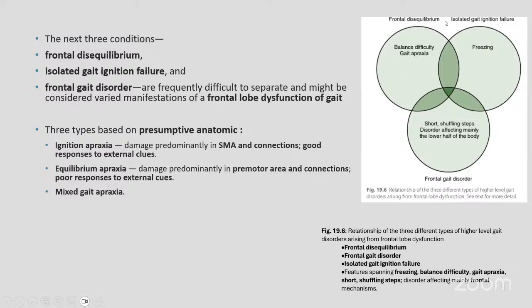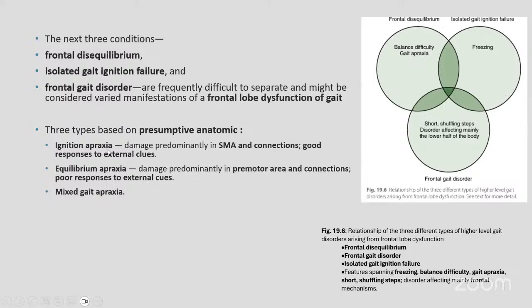So, in higher level gait disorder, the next three conditions described are frontal disequilibrium, isolated gait ignition failure, and frontal gait disorder. In frontal disequilibrium, balance difficulty, and I'll discuss them later. And these three, presumptively anatomically, are also named as other conditions called ignition apraxia, equilibrium apraxia, mixed gait apraxia. So basically, frontal lobe is like apraxia.